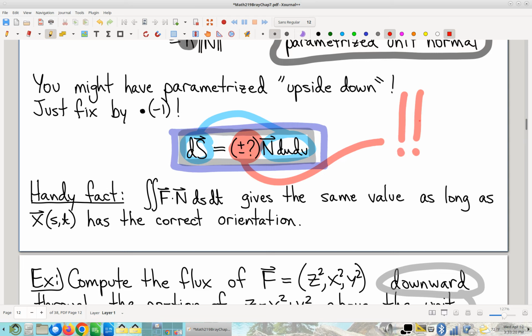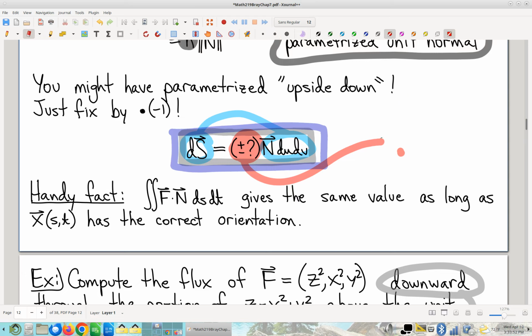dS is intrinsic to the surface. It's never heard of your parameterization. It does not care about your parameterization. Whereas capital N comes straight out of the parameterization and has never heard of what orientation was given to your surface. You parameterize completely independently of that. So they may or may not be in the same direction, and so there's an unknown plus or minus right there.